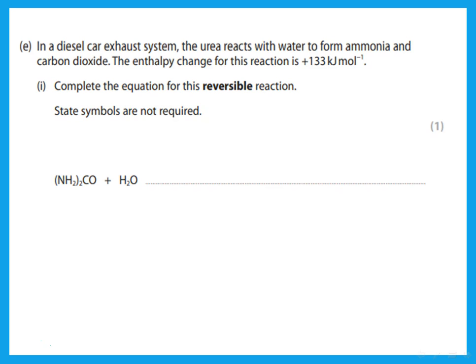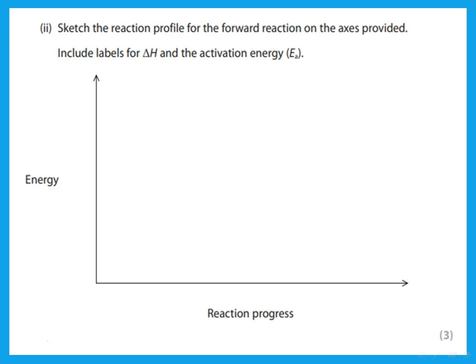In a diesel car exhaust system, the urea reacts with water to form ammonia and carbon dioxide, and the enthalpy change is plus 133. He says complete the equation for this reversible reaction. Some students would forget that if this is a reversible reaction, I have to put the sign for reversible reaction. And then he's telling me that it forms ammonia and carbon dioxide, and then I have to balance. Okay? Then he says sketch the reaction profile for the forward reaction.